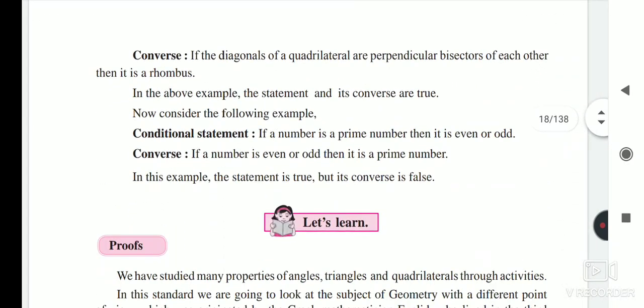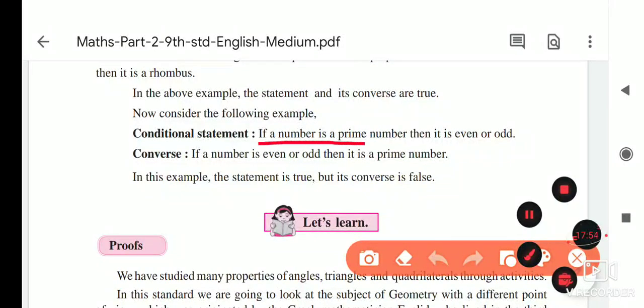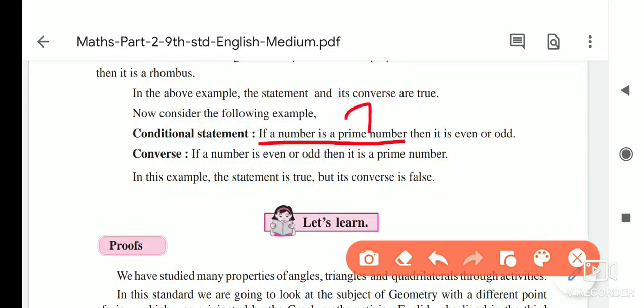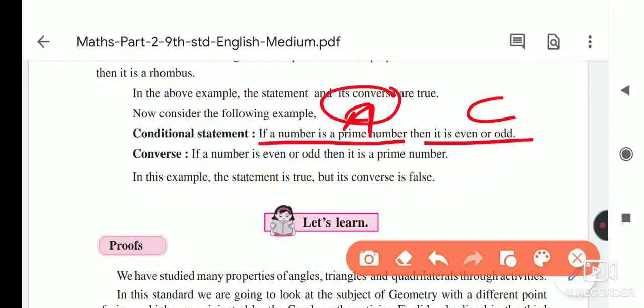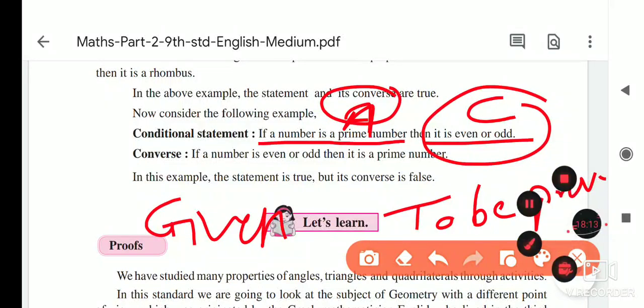And one more thing I will tell you: in a conditional statement, this part is called the antecedent, and the remaining part is called the consequent. The antecedent is the given for the theorem, and the consequent is to be proved for the theorem. Okay, so till then we will stop now, and the next part, the theorems, we will take in our next lecture. Okay, thank you.